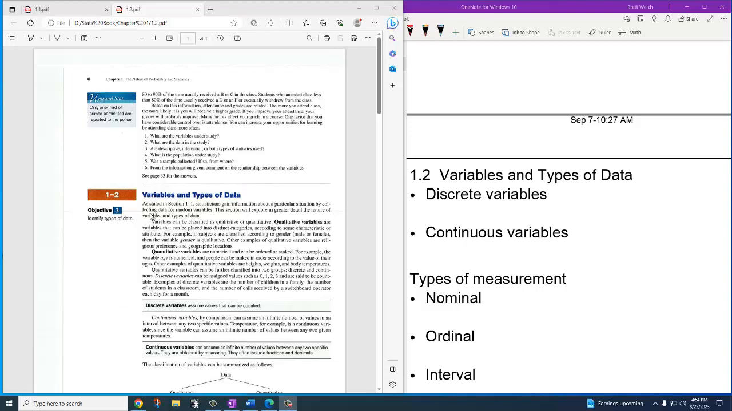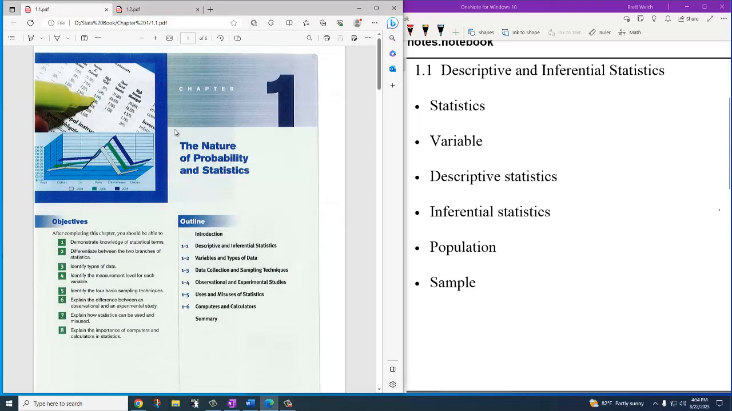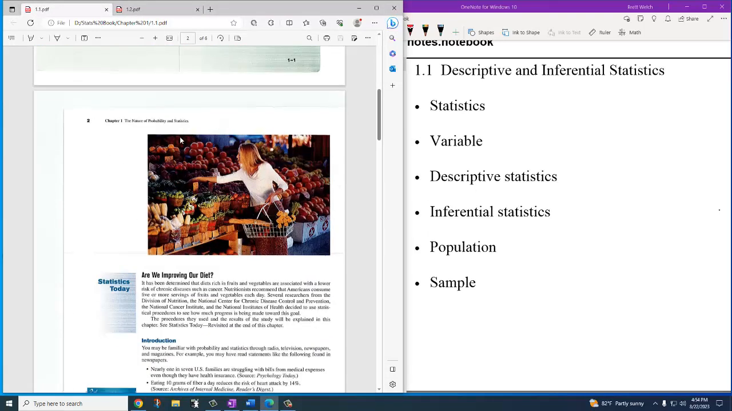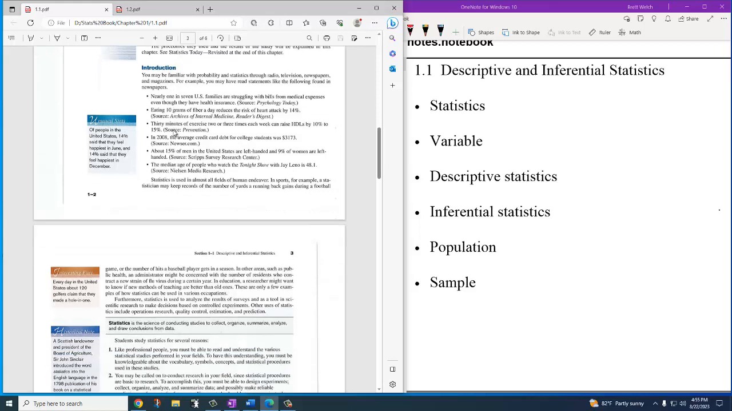Okay, so these are going to be the notes for stats, section 1.1 and 1.2. And here we're really going to get into a lot of vocabulary and definitions that help us to have a common language and a common terminology when we talk about statistics and data.